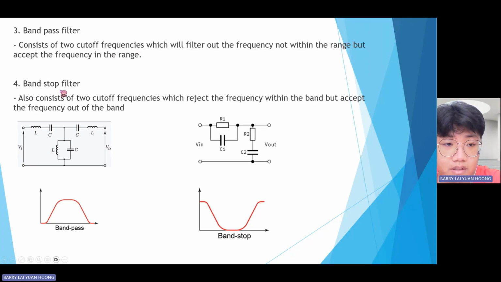The last type of filter is the band-stop filter. It also consists of two cutoff frequencies, which reject the frequencies within the band but accept the frequencies outside the band. This is the circuit and graph for the band-stop filter.